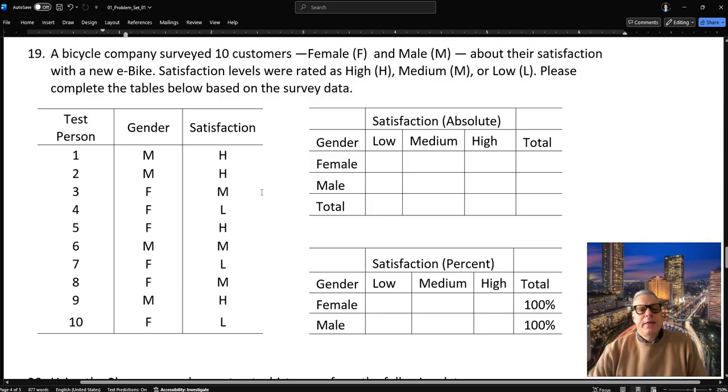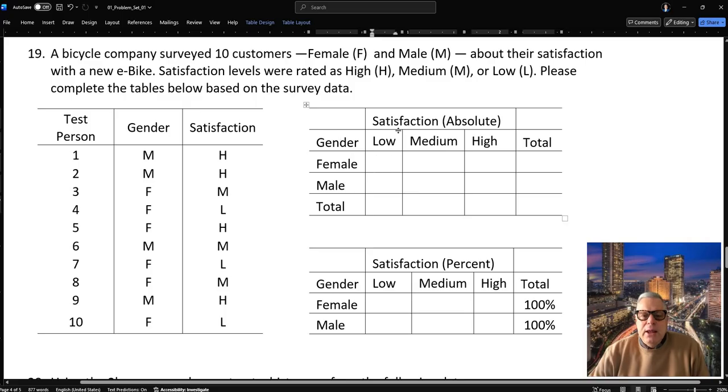Okay, so now we have a couple of exercises where we need to fill out a table. A bicycle company surveyed 10 customers, female and male, about their satisfaction with a new e-bike. Satisfaction levels were rated as high, medium, or low. Please complete the tables below based on the survey data. Okay, so let's do that manually.